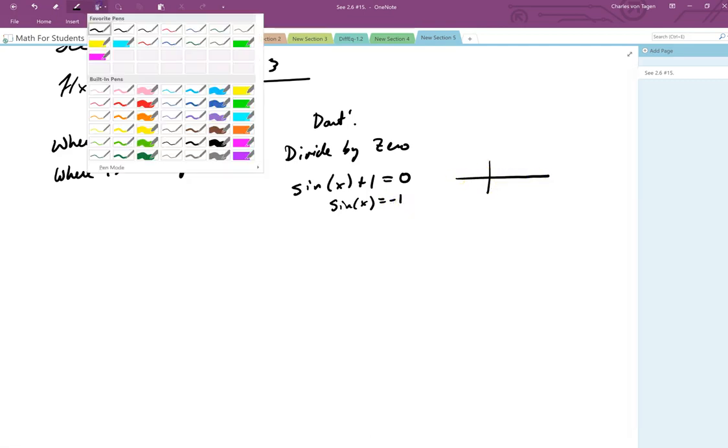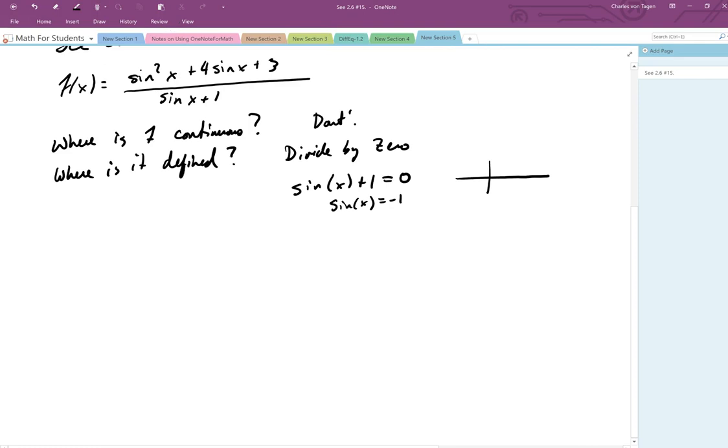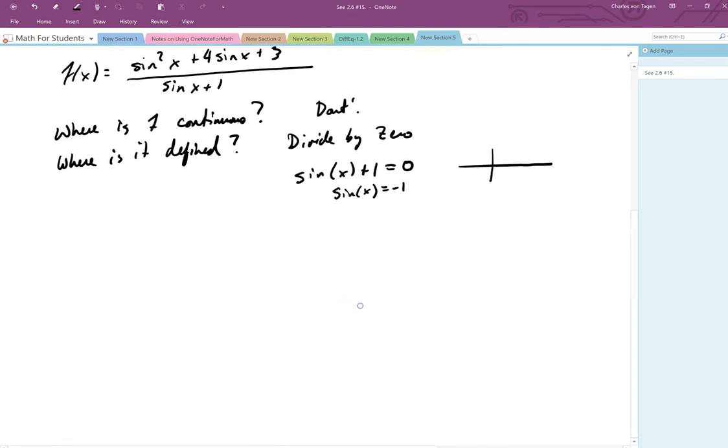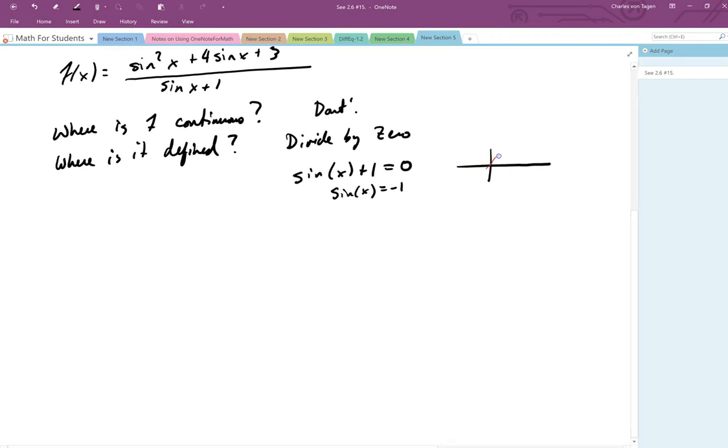When does that happen? Well, let's look at our sine curve. Our sine curve looks something like this. And when are the y values of the sine curve equal to negative 1? Well, that would happen right here. It would happen right here. And if it continued, it would happen again here. It happens at every other odd multiple of pi over 2.